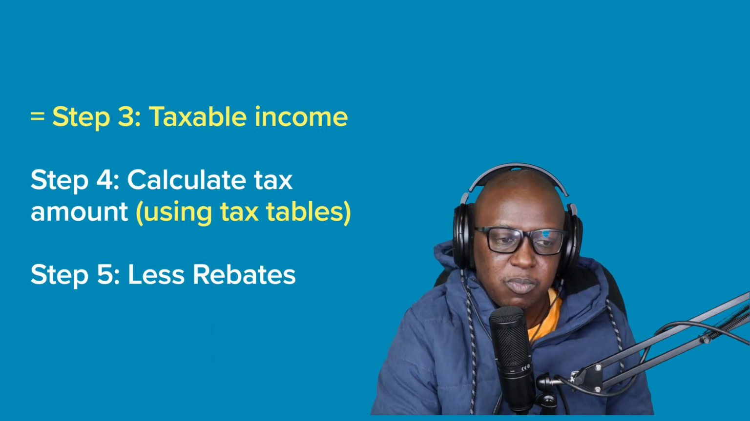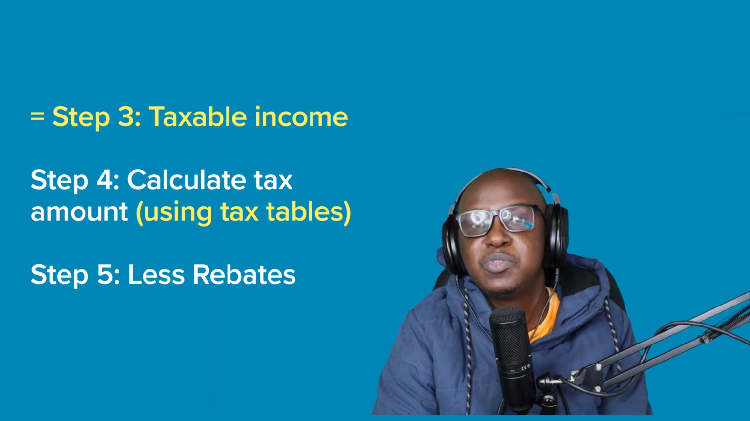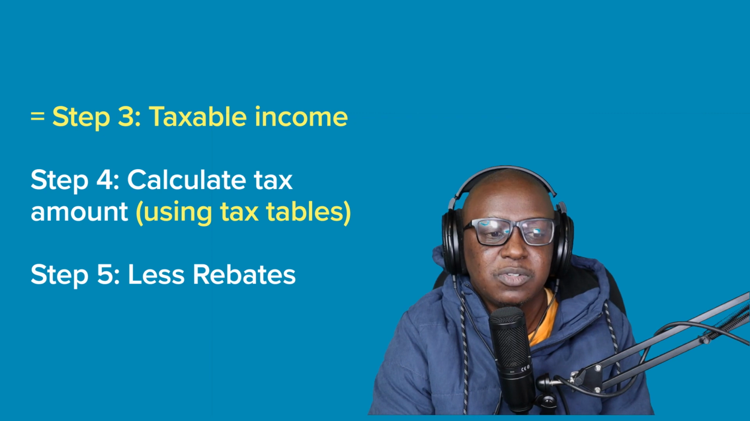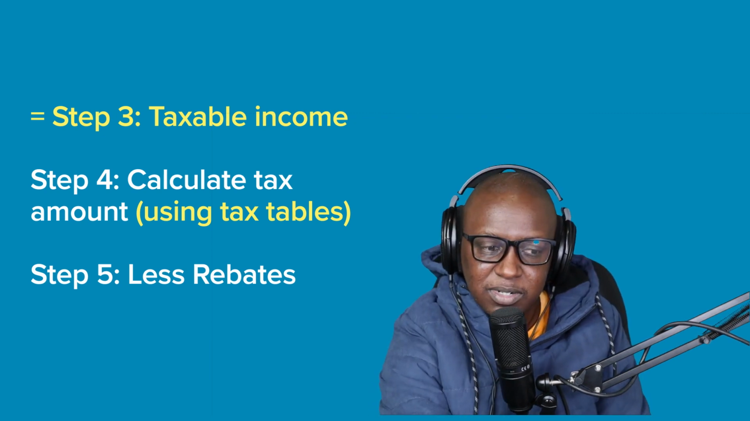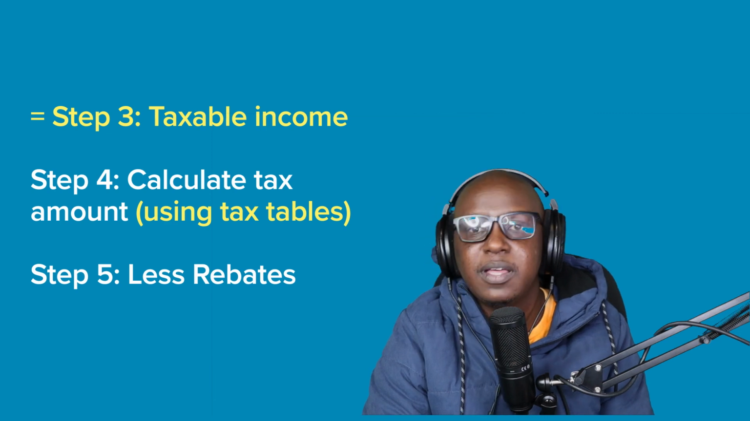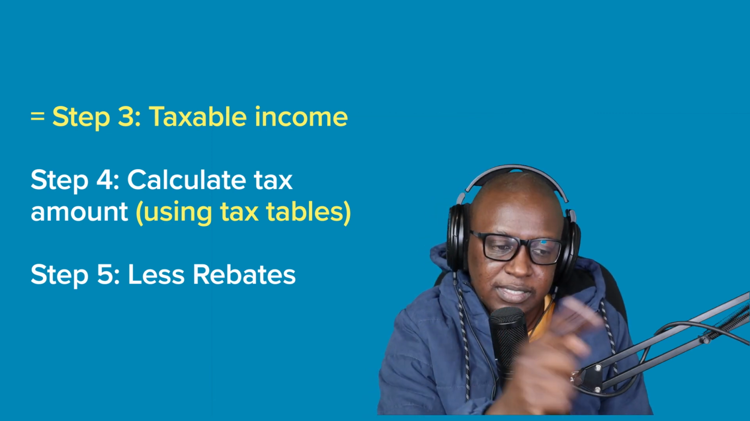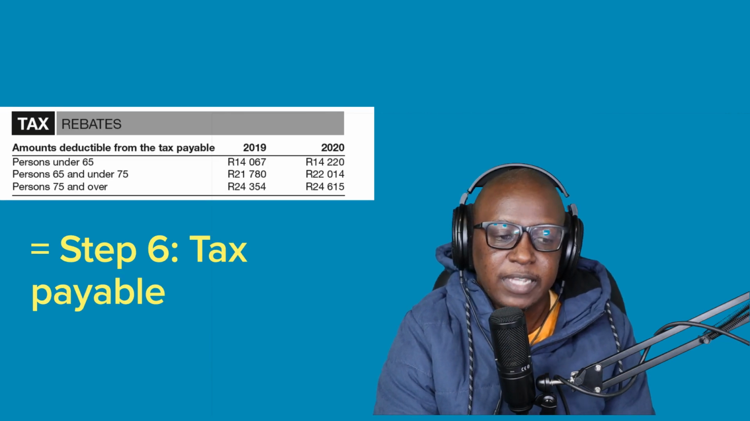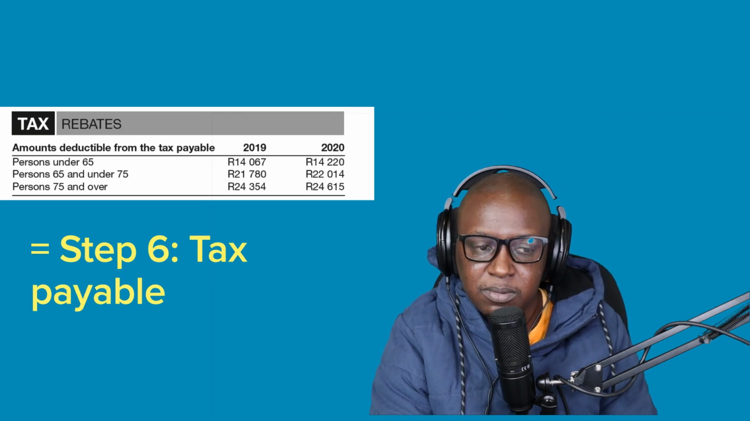Yeah, remember step 1 is your gross income. Step 2, you less your deductions. Step 3 is your taxable income. Then from the taxable income, you calculate the tax amount using those tax tables. Then from the tax tables, you deduct your rebates. Then from there, you get your tax payable or your tax refundable.